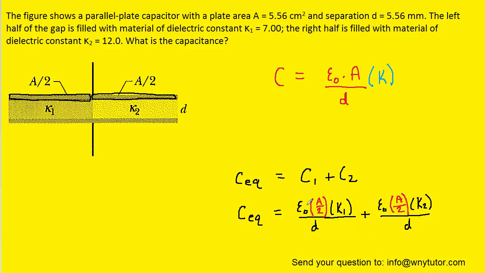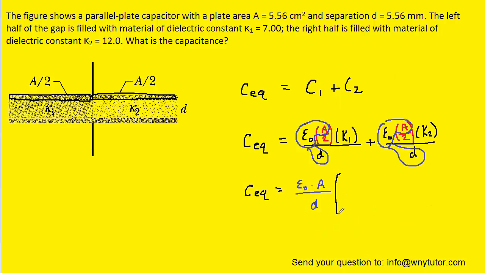And if we look carefully at this expression, we can see that we can factor out a greatest common factor of epsilon times the area divided by the distance d. We can see that that term is present here as well as in here. Epsilon times the area, all of that divided by d. So let's factor that out. And then what we're left with after factoring out that GCF is kappa 1 over 2 plus kappa 2 over 2. Of course, we can simplify that as just kappa 1 plus kappa 2 all divided by 2.